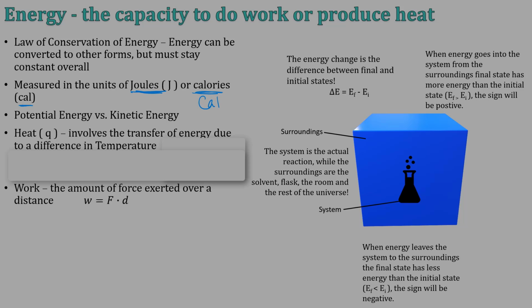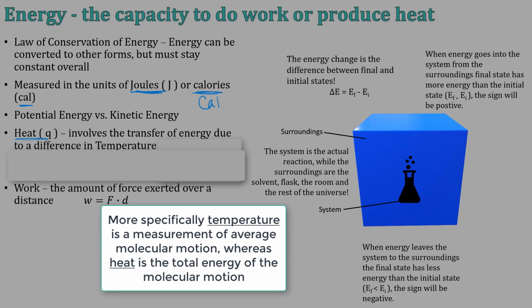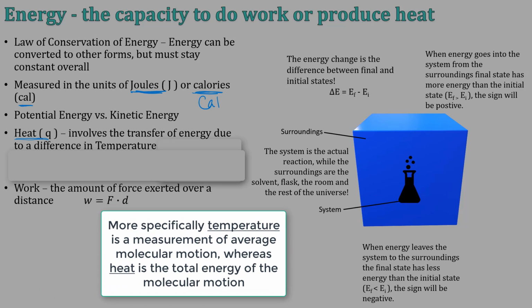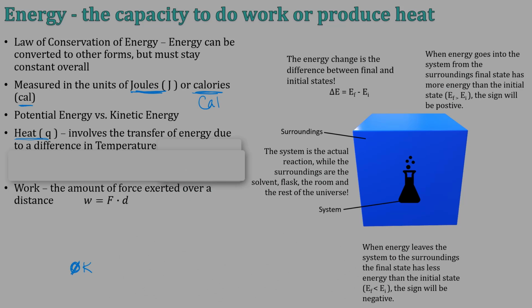All right, so potential energy versus kinetic energy. Potential energy means that something has the potential to produce energy, and kinetic energy is the energy of motion. Heat, thermal energy, involves the transfer of energy due to a temperature difference. All right, so work is the force times the distance.